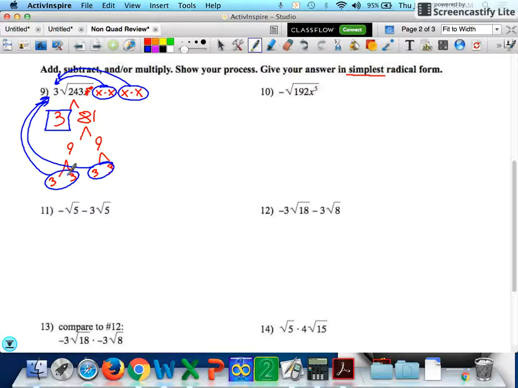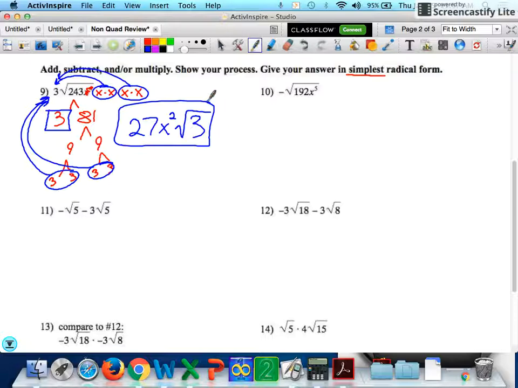Well, when this pair of 3s come together, they pull out front, they slam into whatever else was there. So they multiply by it. 3 times 3 is 9, times 3 again is 27. X times x is x squared. Please do not forget that we left something behind. It goes in the radical. And that would be our answer. That is in simplest form.